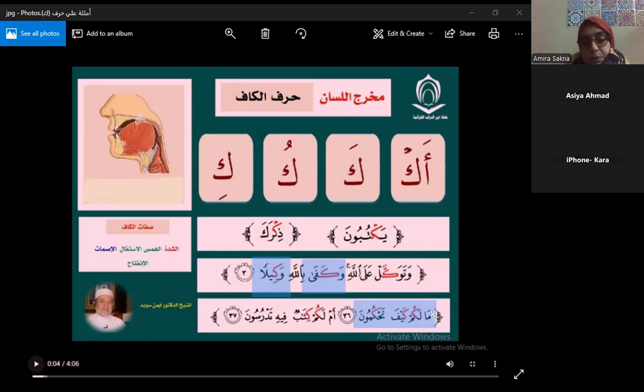I'm going to restart all the ayat because we have kaf around the majority of the words.